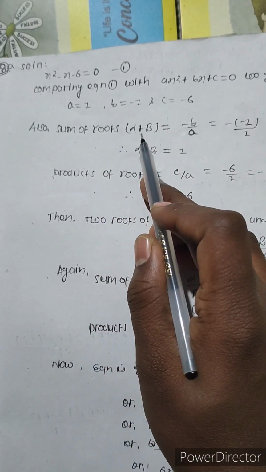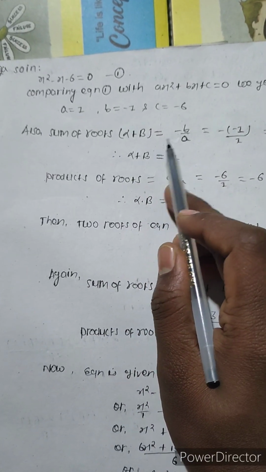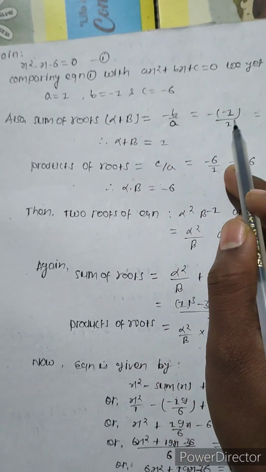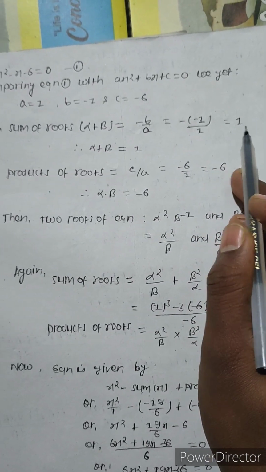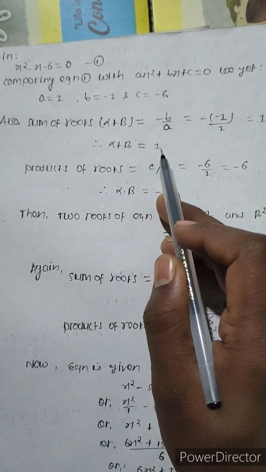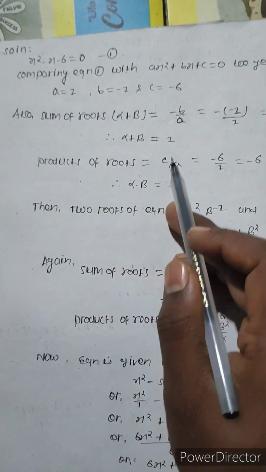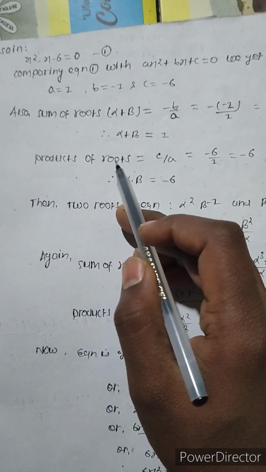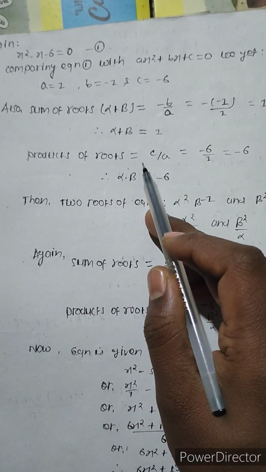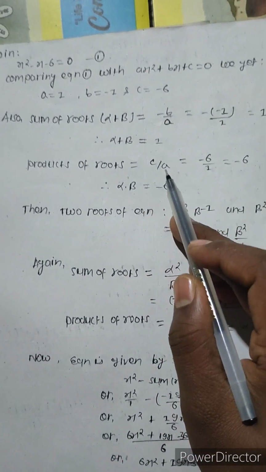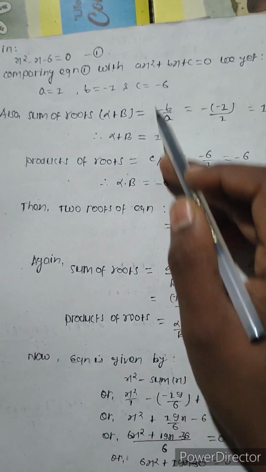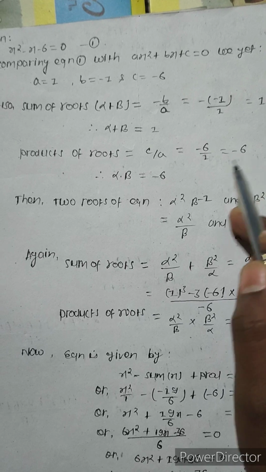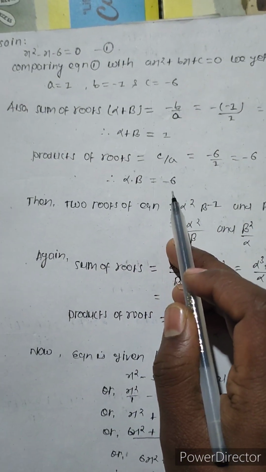Also, we know the sum of the roots is given by alpha plus beta equals minus b by a. Here we put the values: minus b is 1, so alpha plus beta equal to 1. The product of the roots is c by a. If we put c as minus 6 and a as 1, we get minus 6. Therefore alpha into beta is equal to minus 6.